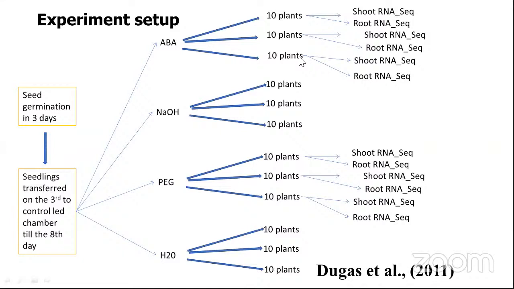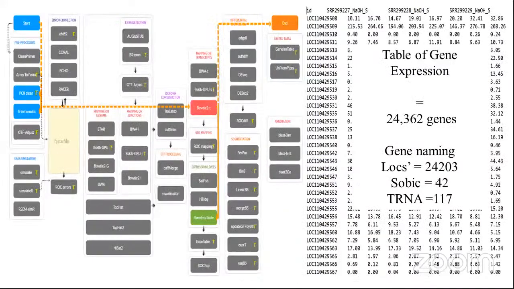RNA transcripts were obtained from root and shoot, with each group having three replicates, as you can see from my diagram. So I performed an analysis. Basically, the analysis that I've conducted up to now is more of an exploratory kind of analysis.